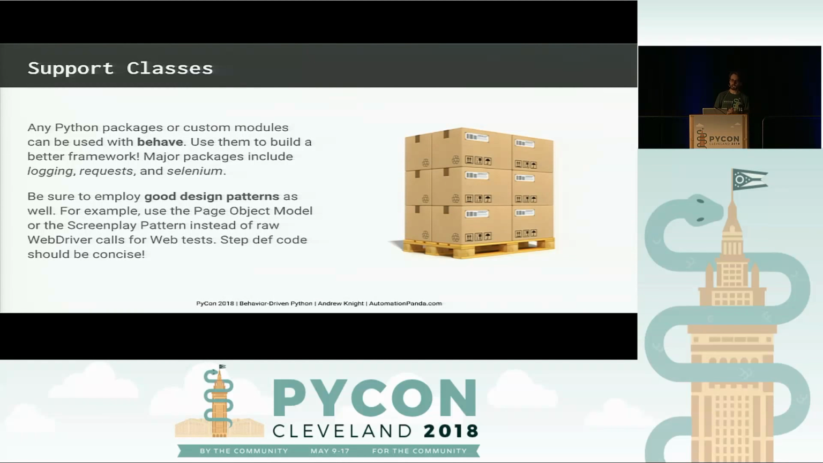Behave by itself is great, but I strongly recommend that you use other packages as well. Modern test automation development is not about building things from the ground up. It's about picking the ingredients off the shelf and making a nice recipe. So you may want to include things like logging or requests or Selenium when you start using behave. And always make sure you use good design patterns. For example, if you're doing web testing, you probably want to look at screenplay pattern or maybe page object model, something like that. You want your step definition code to be concise.